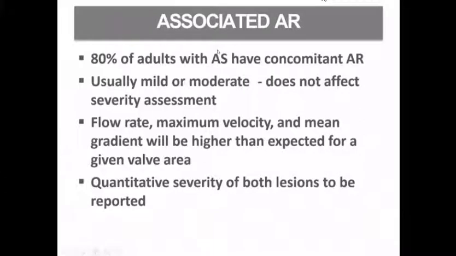So as we know, 80% of aortic stenosis has associated AR, a component of AR is there. When the AR is usually mild to moderate, it doesn't affect the severity. But whenever severe AR is there, flow rate, maximal velocity, and mean gradient will be higher than expected for the valve area. So quantification of the severity of both lesions should be reported.